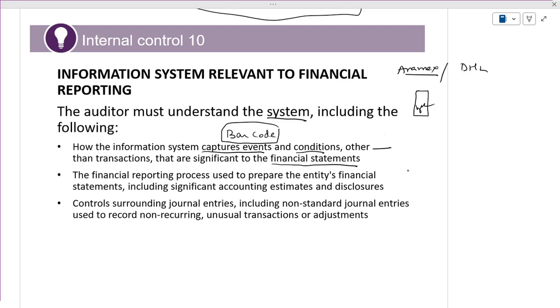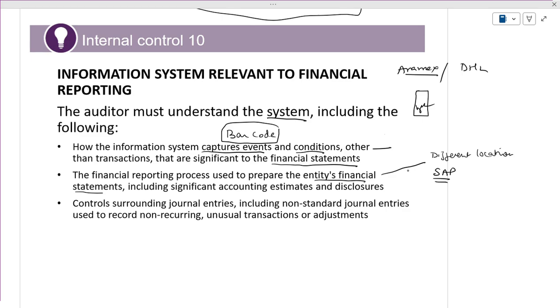Most important, you should also understand how the financial statements are prepared. You have events at different locations, your outlets at different locations. Once you have different locations, you are making integration. You are talking about SAP. You are using software, customized software.